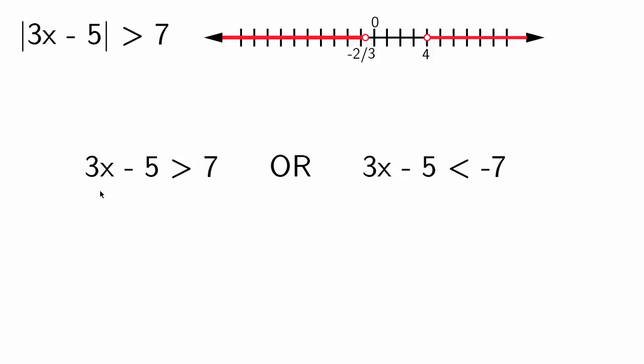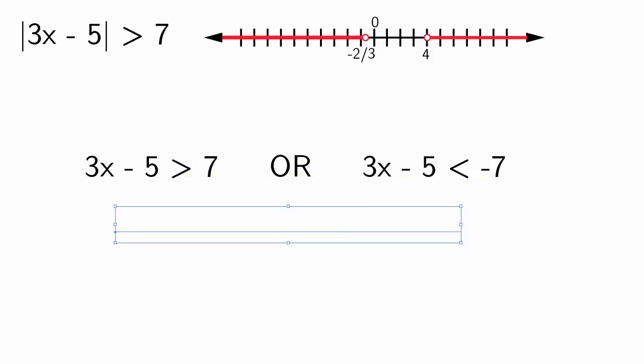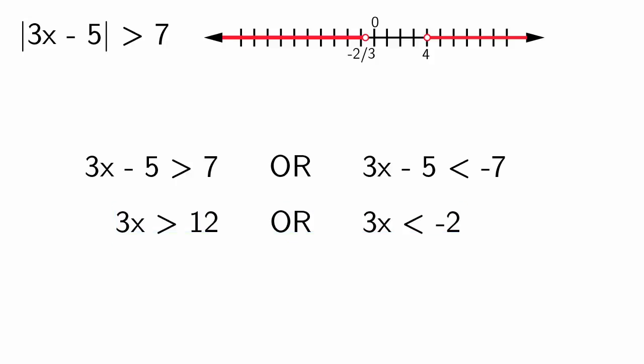So we get 3x minus 5 is greater than 7, which is exactly the same as this, it just doesn't have the absolute values. Or 3x minus 5 is less than negative 7. So we switch the inequality's direction and we change the sign. Then I add 5 to both sides of these inequalities. When I do that, I get 3x is greater than 12, or 3x is less than negative 2. The last thing to do is to divide both sides by 3.